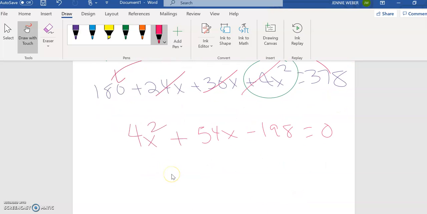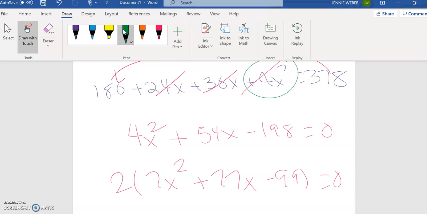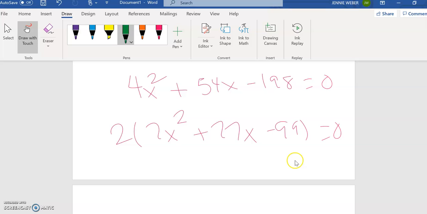Now my first thought is, can I do this by hand? Can I pull that 4 out? 54 divided by 4? No. Okay, so at this point, I could pull a 2 out, right? And I could do 2x squared plus, what's 54 divided by 2? 27x minus 99. I look at that and think, oh, that looks icky. So I'm just going to use the quadratic equation. Now, certainly you can keep going. This would work out. It's not that horrible. It's just, well, I have the quadratic formula for a reason.